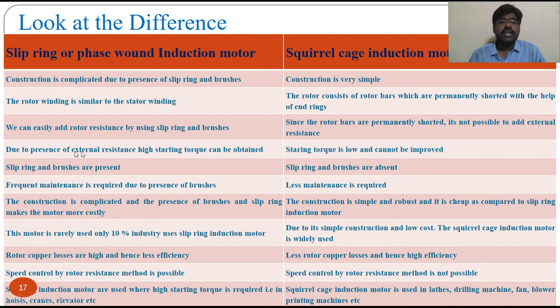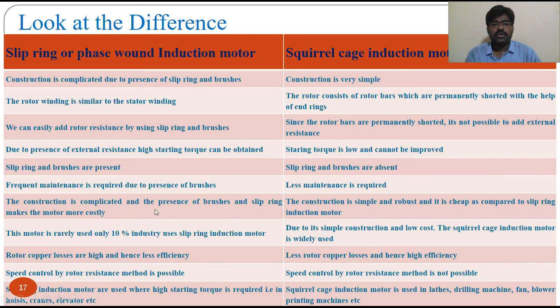Due to the presence of external resistance, high starting torque can be obtained in the slip ring motor, but in the squirrel cage the starting torque is very low and cannot be improved because we cannot control the speed. That is why we always keep starting torque very low in the squirrel cage. Here that facility of adding external resistance is there, hence we can achieve the maximum torque. Slip rings and brushes are present here, and absent in the squirrel cage.